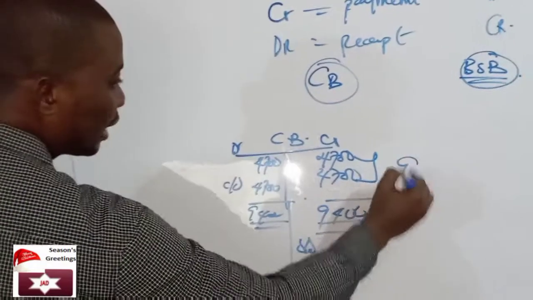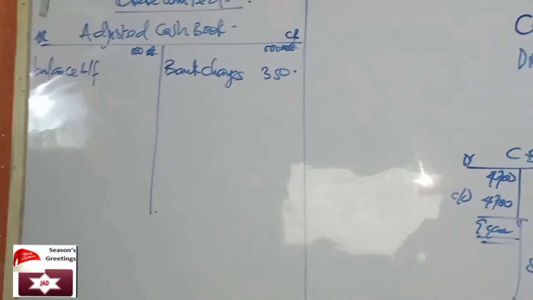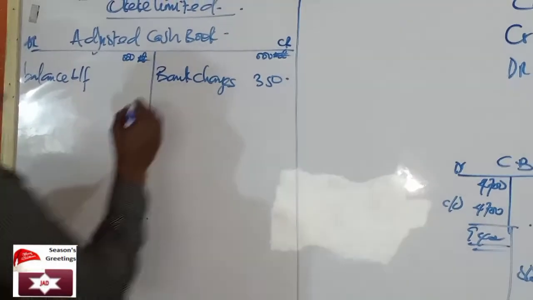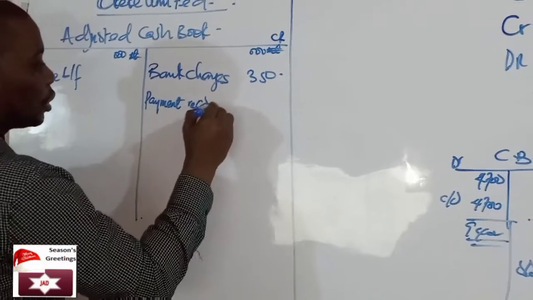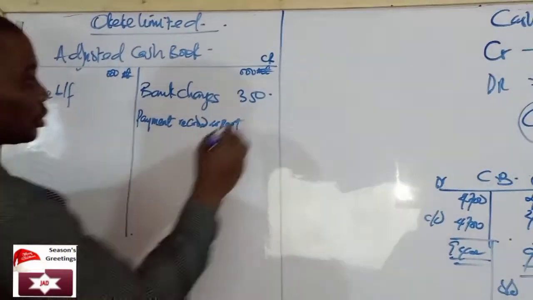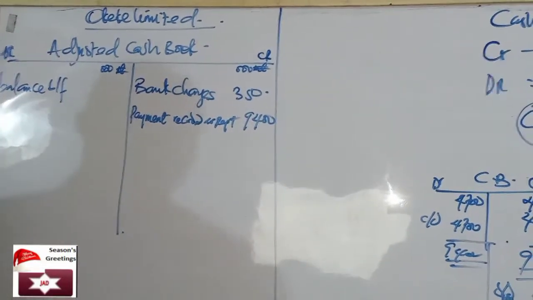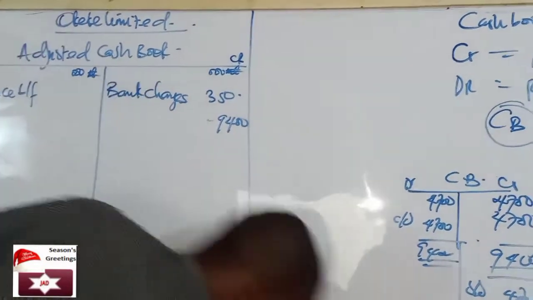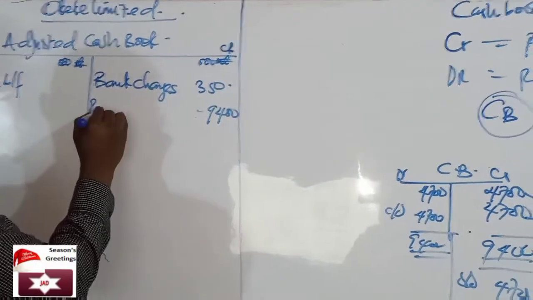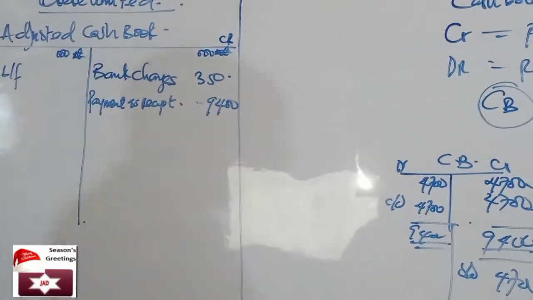So basically, for you to correct this error, you must credit your cash book, which was 9,400. So what do they say there? A check drawn in error for 4,007 has been entered in error as a receipt. So we can say payment recorded as receipt. So to correct it, we put 9,400. Or let's just say payment recorded as receipt.